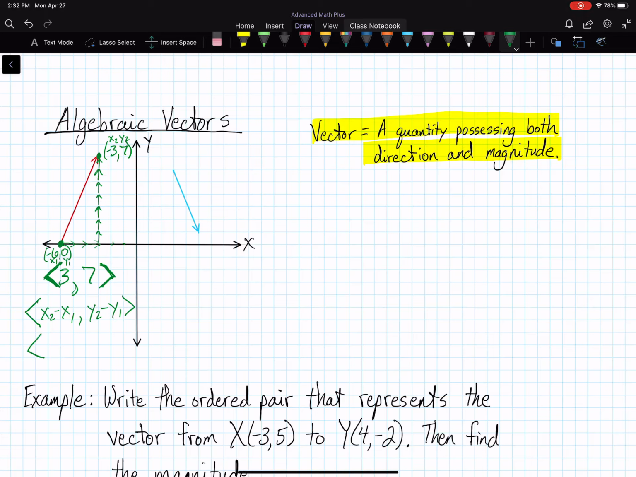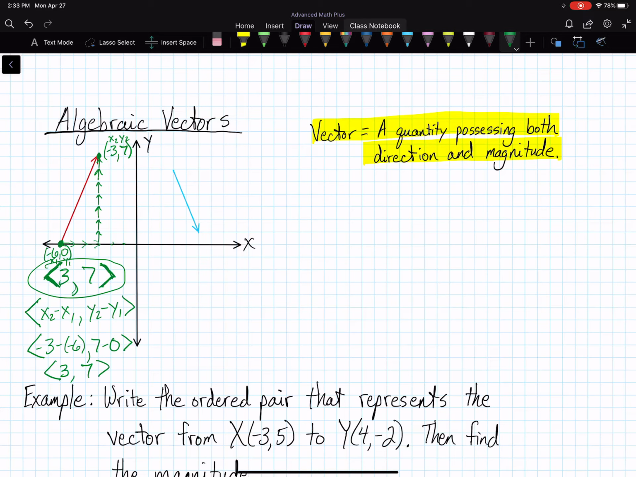So this would be x2 is -3 minus x1 is -6, y2 is 7 minus 0. And when you simplify that, you get -3 plus 6 is 3. 7 minus 0 is 7. And we get the same thing we got right there when we just counted. So if you have a graph you don't have to worry about doing the little formula there. If you don't have a graph, you can use the formula.